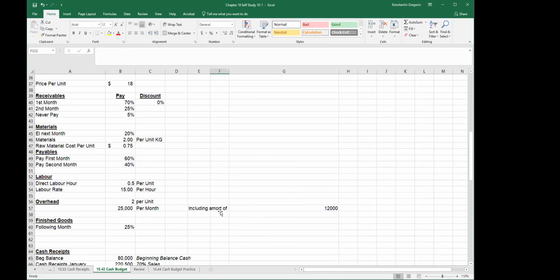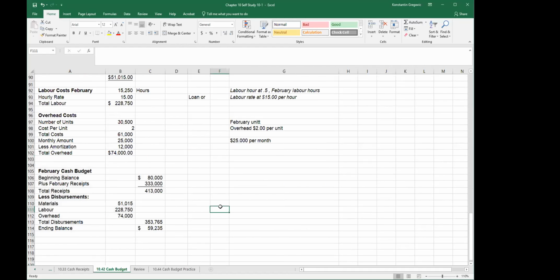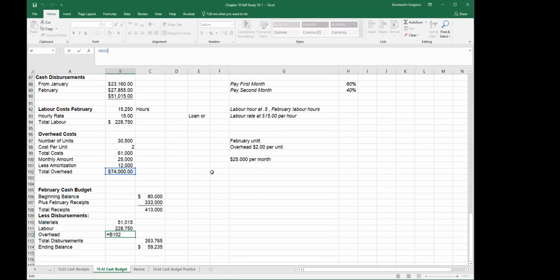Quick question, Constantine. Yes, sir. Your cash budget there, if you could go down to it, all the way at the bottom. You're using that total overhead of 74,000, right? Would you not add back the amortization that's non-cash of 12 grand? Yep. So I think I did that. So I did this plus this minus the amortization, 74,000. So big point. Yeah, you got to deduct the amortization. Okay, sorry, I didn't see that. Thank you.